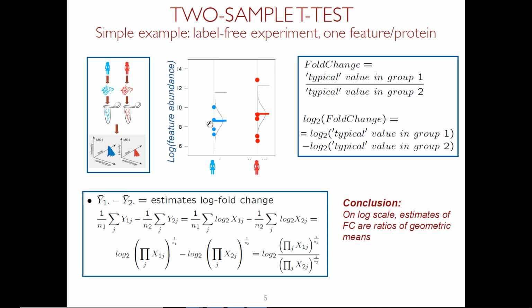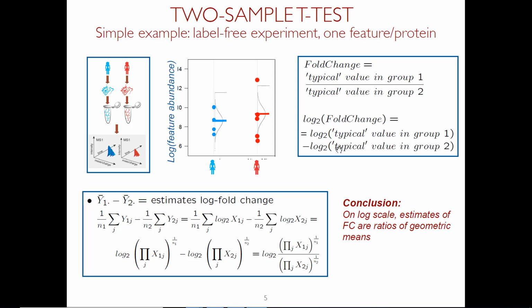And so when we are interested in a fold change, we would be interested in a typical value in group 1, how it relates to the typical value in group 2, right? So this would be the definition of a fold change in this context, if we compare the representative values, the typical values between two groups. So the log of the ratio is the difference between the logs. So this is the important one.